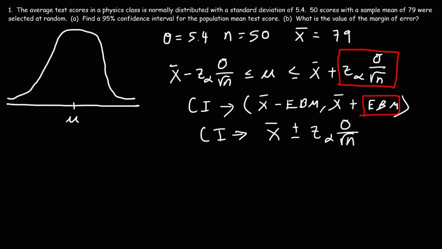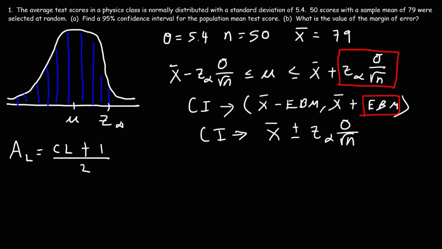Now the first thing we need to do is determine z alpha. Z alpha is going to be somewhere to the right of the mean. And the area that corresponds to z alpha is going to be the area to the left of z alpha, so the area of the shaded region highlighted in blue. Now there's a formula that can help you to calculate that area to the left. And here it is. The area to the left is going to be the confidence level expressed in decimal form plus 1, divided by 2.